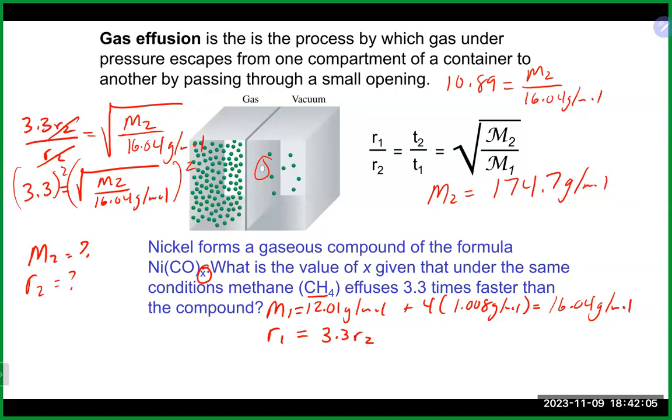Does it really matter which one I call 1 and 2? It doesn't, as long as you keep the information that goes together. So as long as you keep the 3.3 times whatever, it goes with the methane.